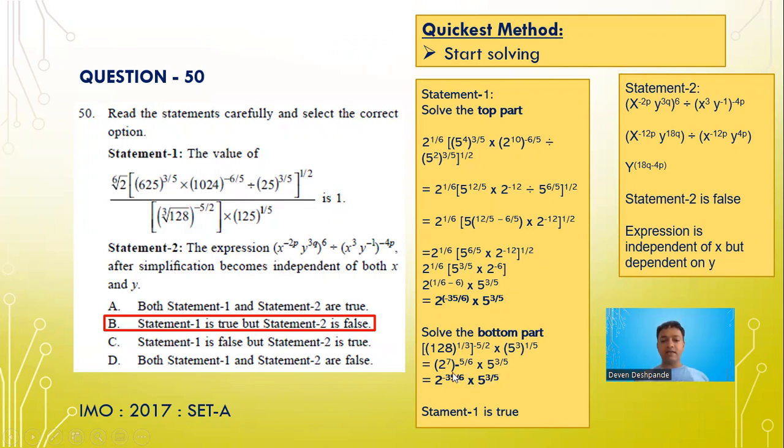Both these are exactly the same. So the top part is the same, the bottom part is the same. Same upon same is 1. If you divide same by same, it will be 1. Statement 1 is true. Let's see statement 2.